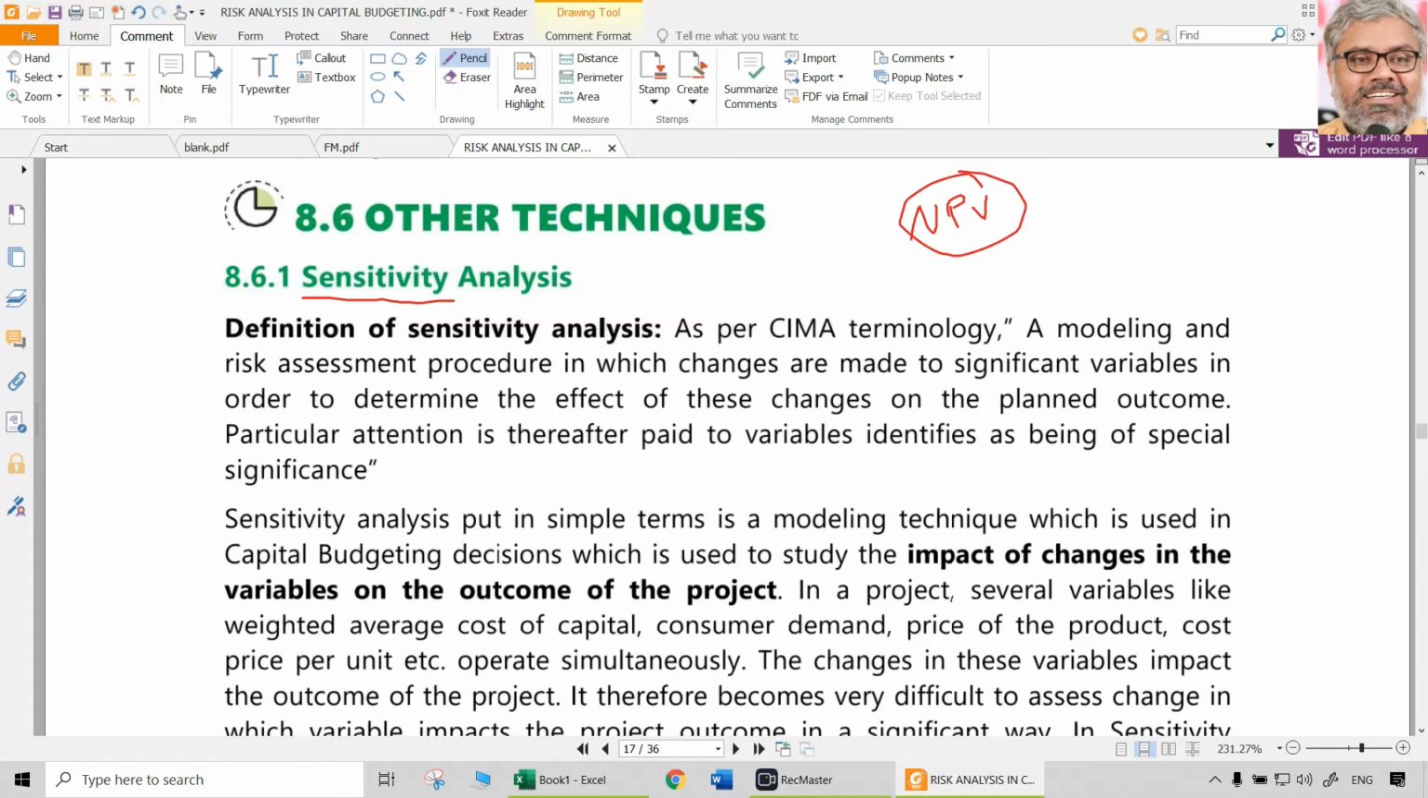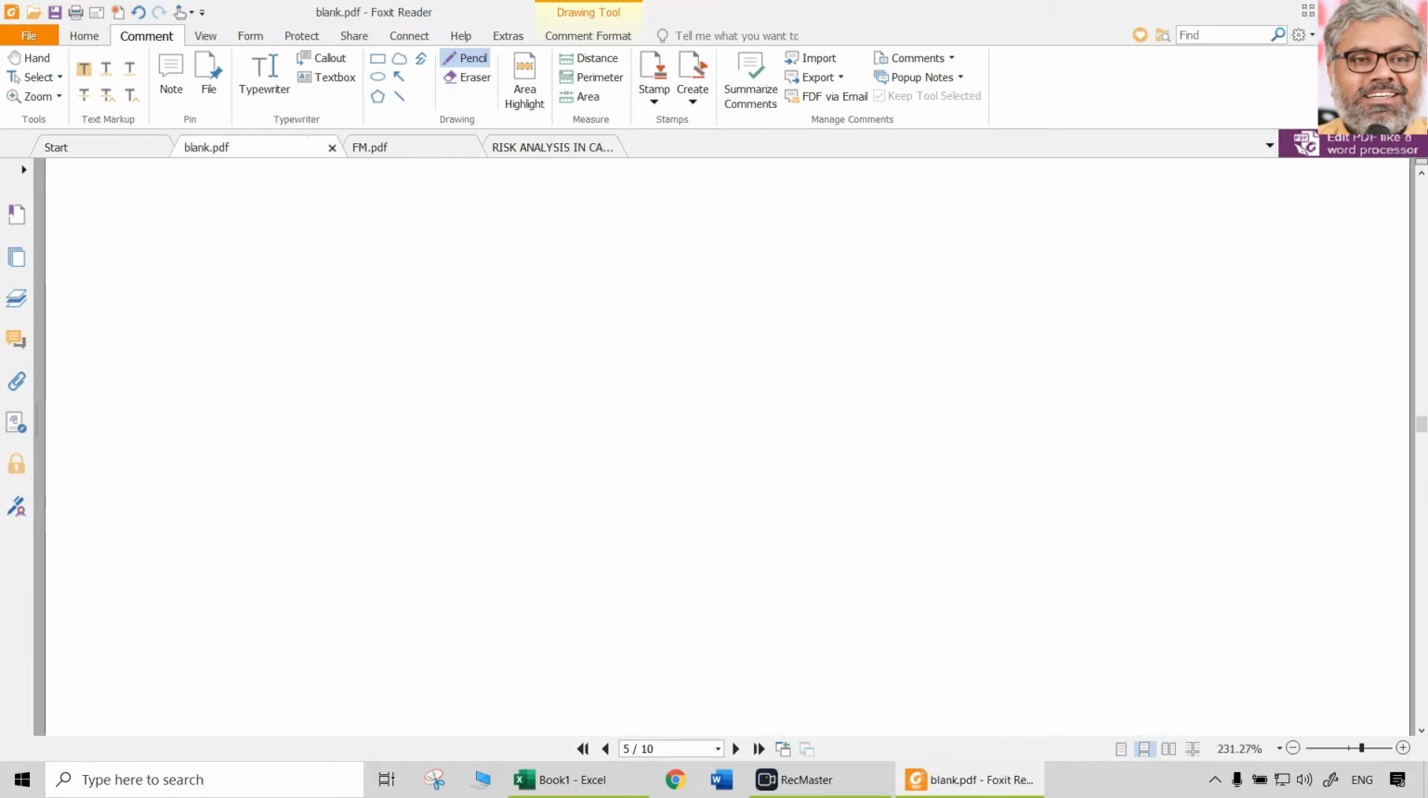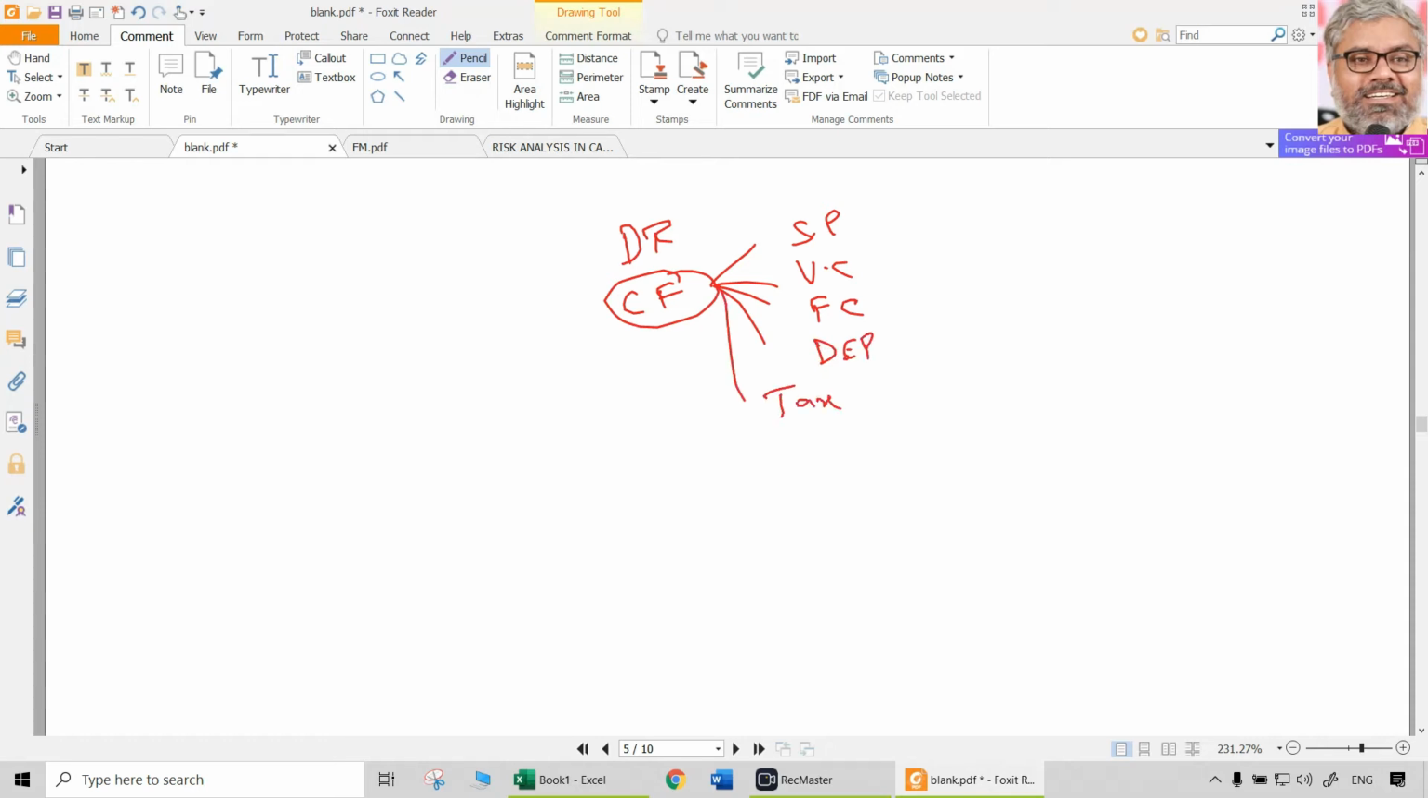to various inputs. As we know, for any project, there will be a lot of variables which will impact the NPV, like the discount rate, the cash flows themselves, and cash flows are again impacted by various factors like selling price, variable costs, fixed costs, even depreciation rate, and even tax rate. All of them will have an impact on the cash flows and eventually on the NPV also. Same way, discount rate also will have an impact on NPV.